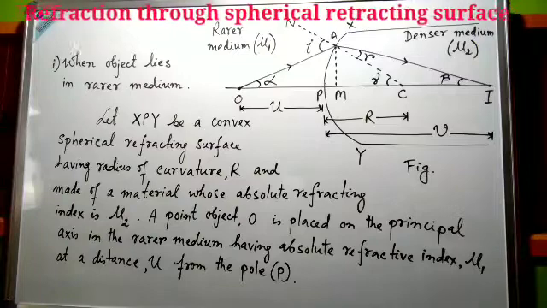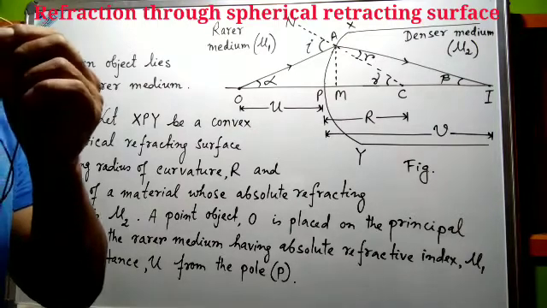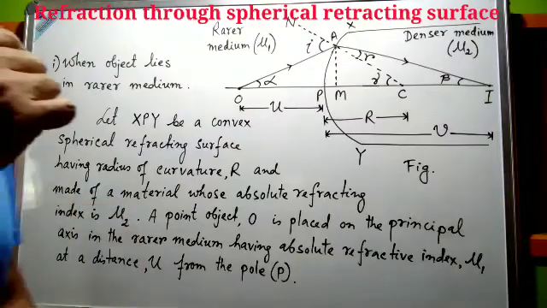Next we have to discuss refraction of light through a spherical refracting surface. It may be discussed in two cases. The first one is when object lies in rear medium. So first we have to see this figure.